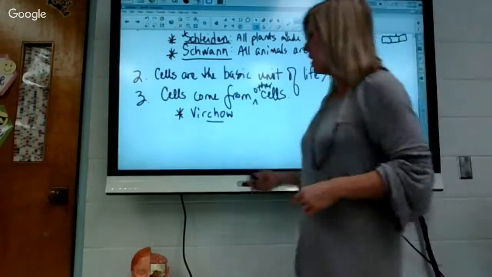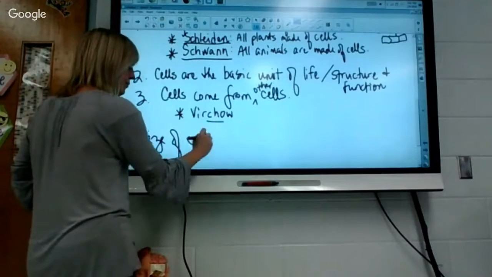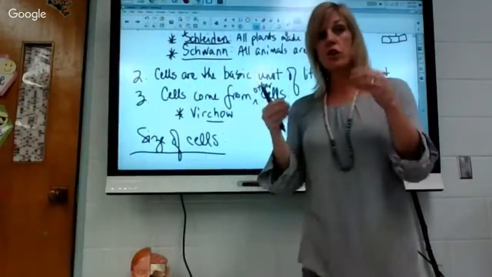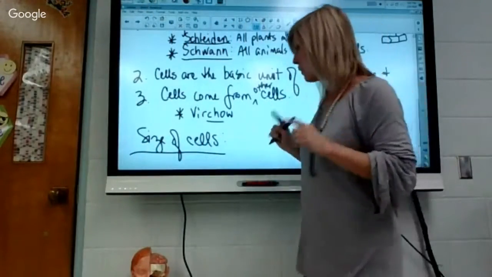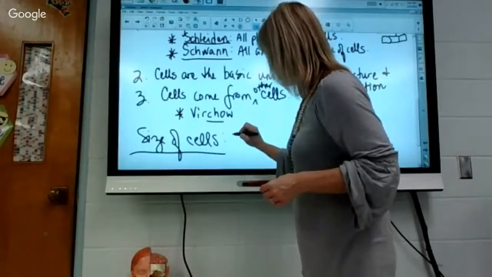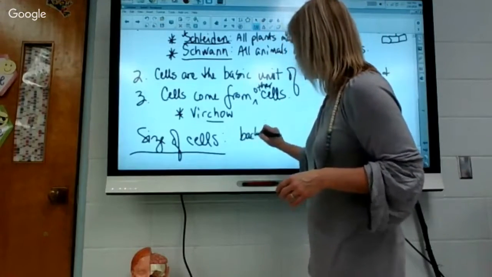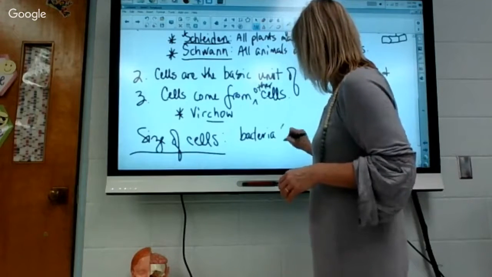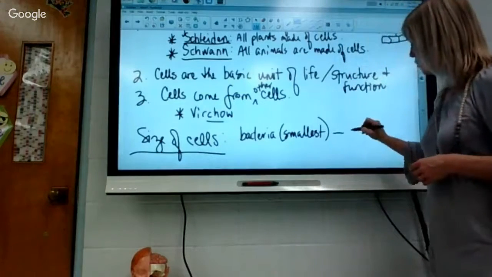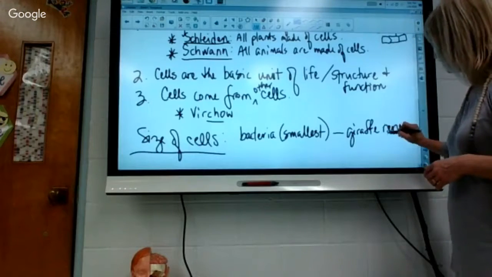The next thing is size of cells. All cells are determined by the DNA because we're restricted by that, but what really determines the size of a cell is that they vary, first of all, from bacteria being the smallest to a giraffe nerve cell being the largest.